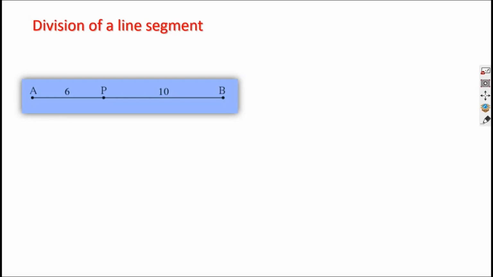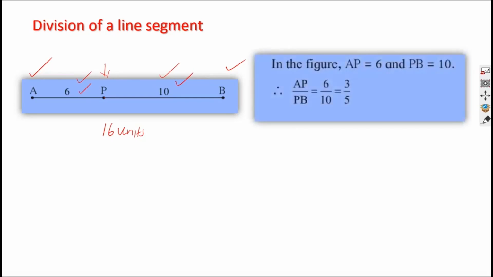For example, here is a line segment which can be called AB, and one point is here, P. The point P is dividing this line segment in a particular ratio, maybe 6 centimeter and 10 centimeter. The total can be 16 centimeter if we think. Unit is not given, so I can say 16 units. 16 units are there, 6 units are here, 10 units are here, maybe centimeter, meter or kilometer. So we can say that in this figure AP is equal to 6 and PB is equal to 10.